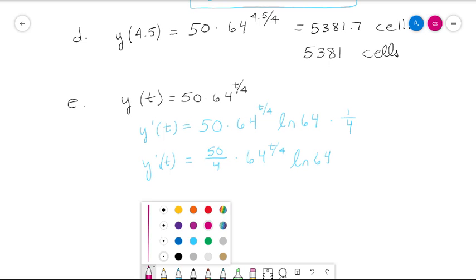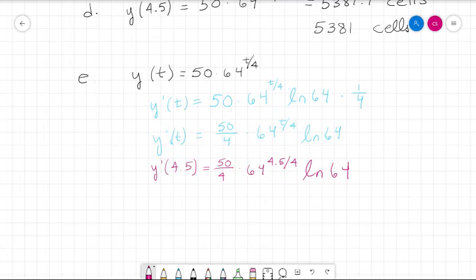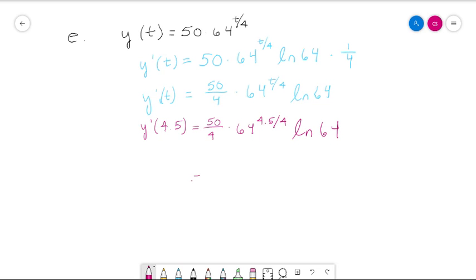at 4.5 hours. So let's plug in 4.5 hours. Okay, that's the exponent. And then we're going to multiply by the natural log of 64. Okay, so what are we going to get? So throw that in your calculator, and you guys should be getting something like 5,595.